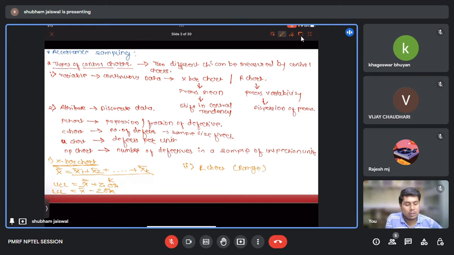Similarly, our R chart, or we call it the range chart. The central line is given by R bar, and the upper control limit and lower control limit are given by D4 into R bar and D3 into R bar. We can get the values of D4 and D3 from the table.